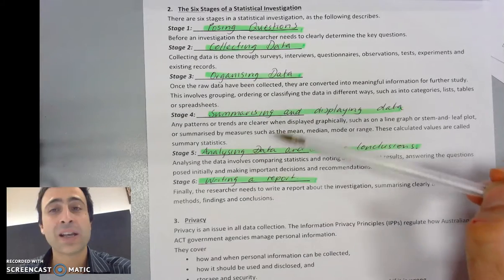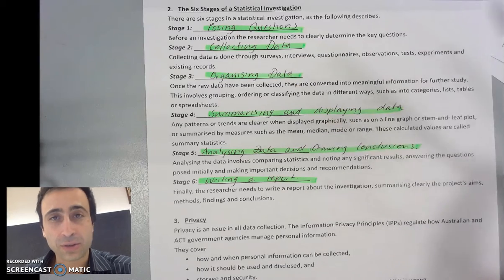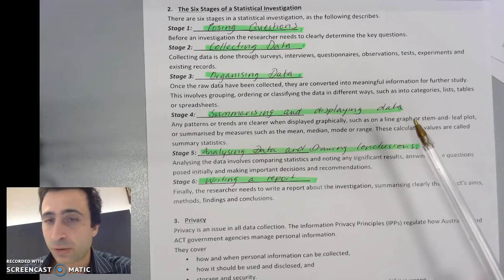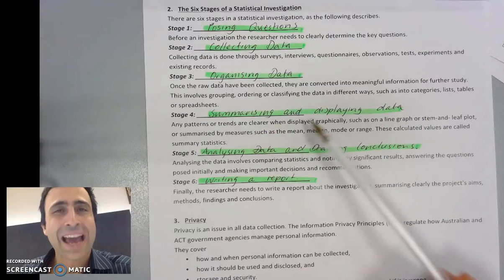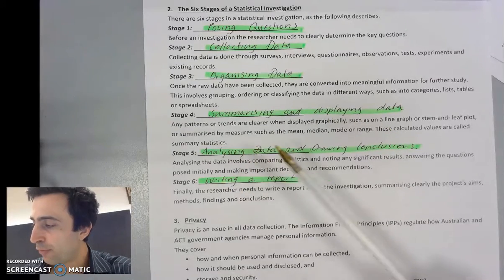We summarise and display that data, usually using line graphs, or should I say graphs and graphics. And then we take statistical measures of that data, mean, median and mode and so forth. Then we analyse what all of that means, and we draw conclusions about that data, and finally we write a report.